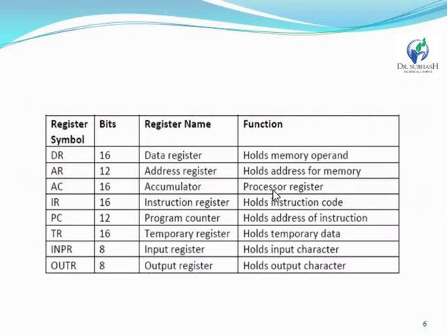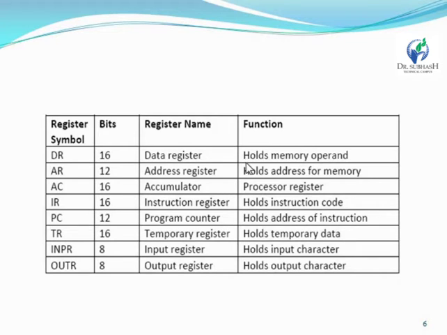So now the next topic is registers and their symbol names. This is an important part of computer organization. We can show here the registers that are used. What is the DR? DR is the data register and this symbol is used for DR.